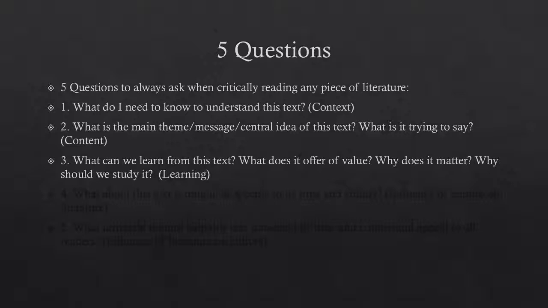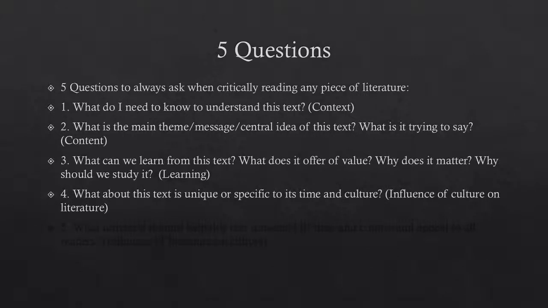And then 2 general questions I think you can ask about any text. First, what about this text is unique or specific to its time and culture? So that's the cultural influence. How can you tell that a romantic text was produced in Great Britain in the early 19th century? Every text will have indicators that tell you that. And in this sense, a literary text is a gateway, a doorway into learning more about a specific time, place, and culture.